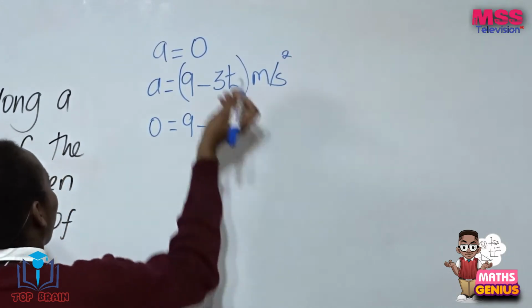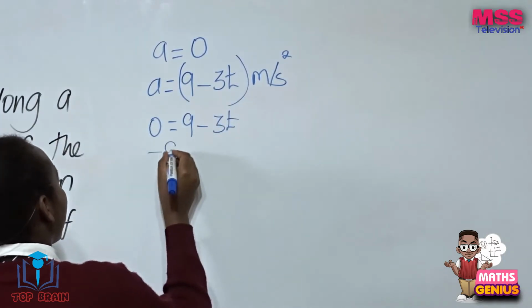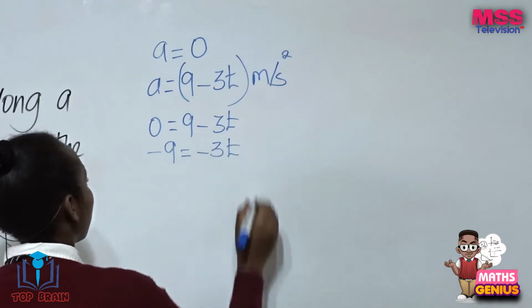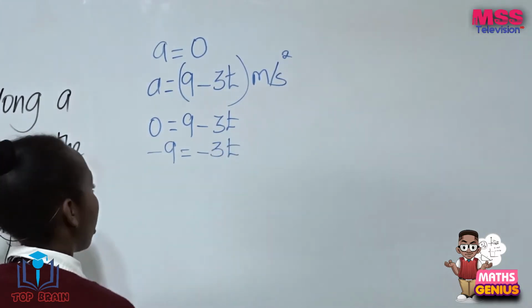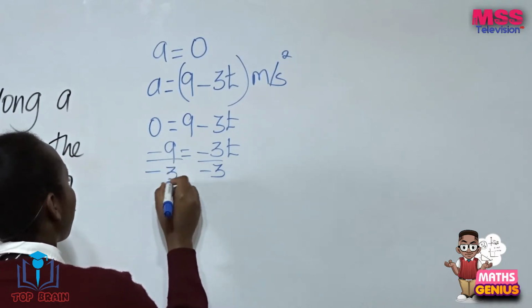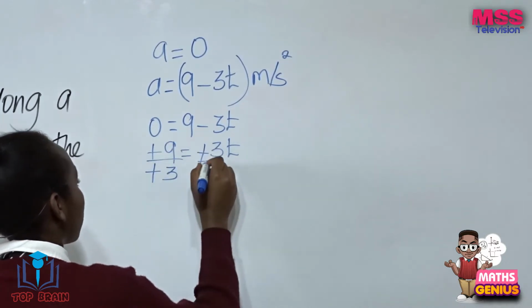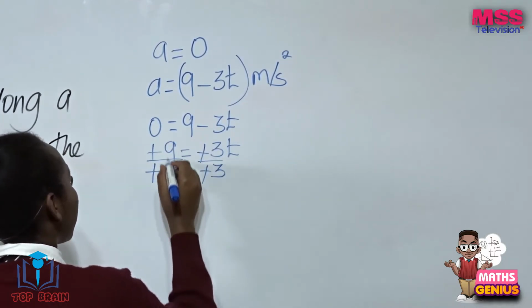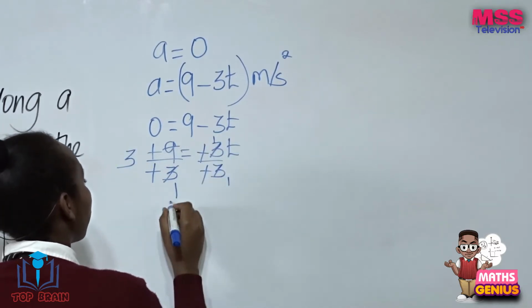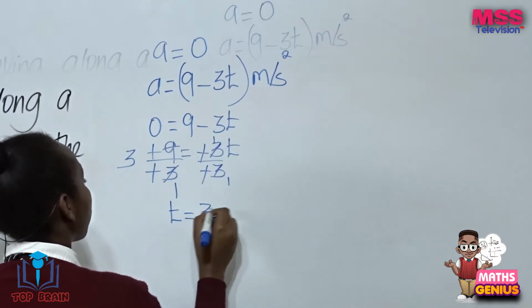This 9 will go to the other side and it will become negative 9 is equal to negative 3t. We are supposed to remain with t alone, so we divide by negative 3 on both sides. The negatives cancel, and we remain with 1 and here 3. 3 over 1, so our t is equal to 3.